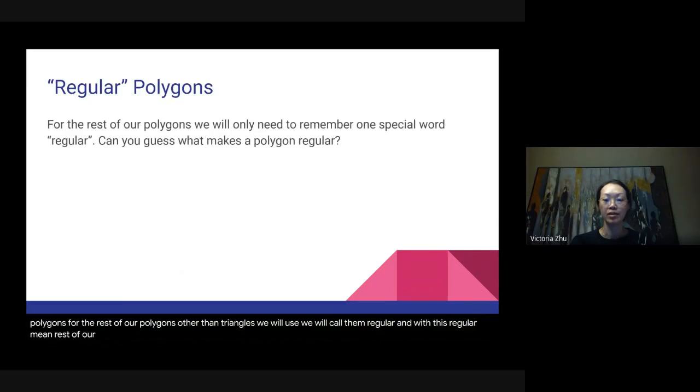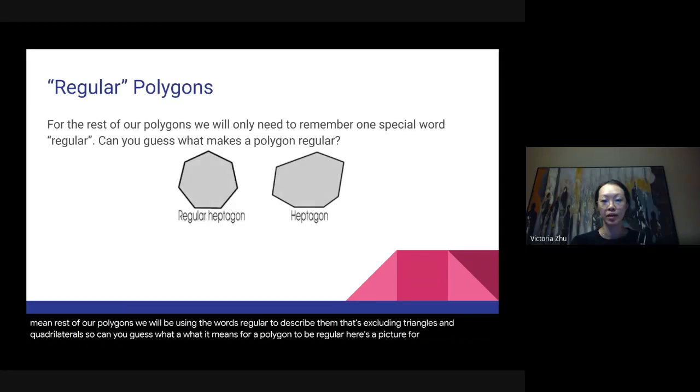For the rest of our polygons, we will be using the word regular to describe them. That's excluding triangles and quadrilaterals. So can you guess what it means for a polygon to be regular? Here's a picture for you to compare.